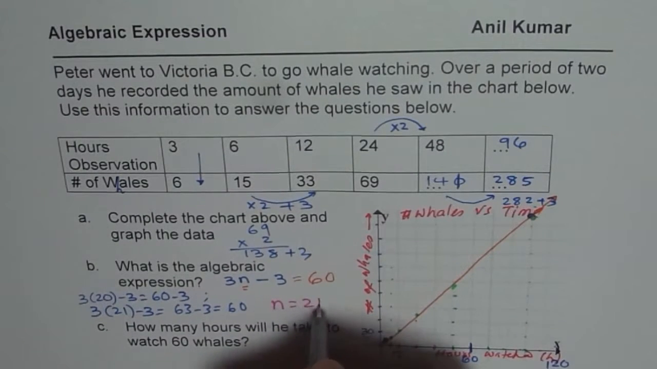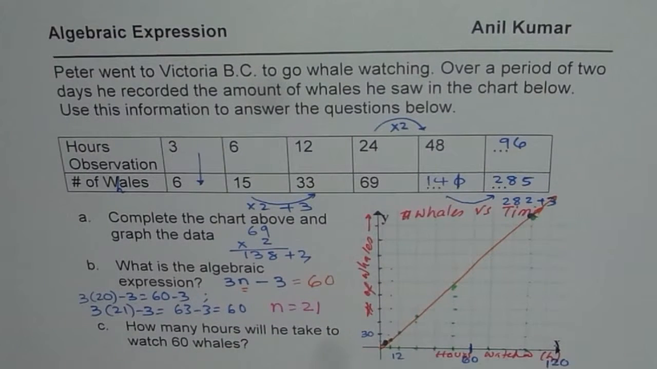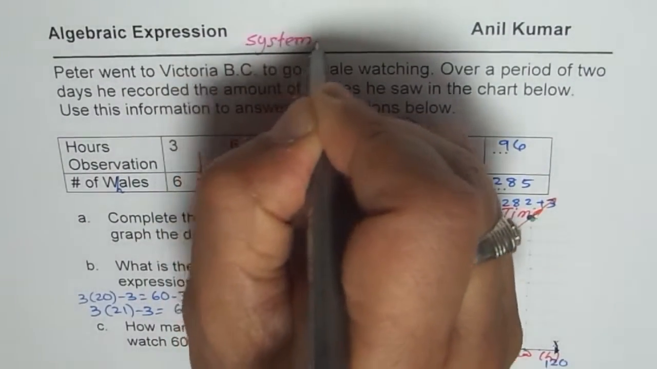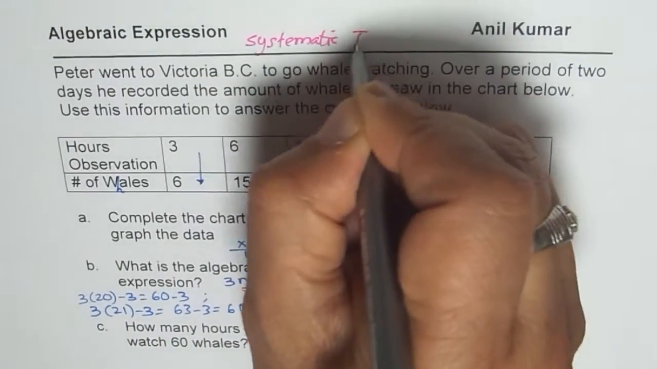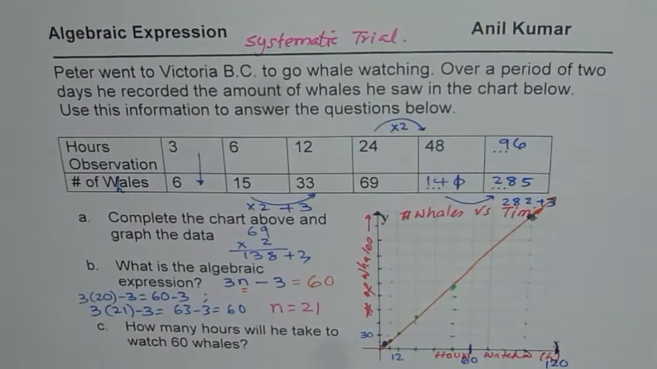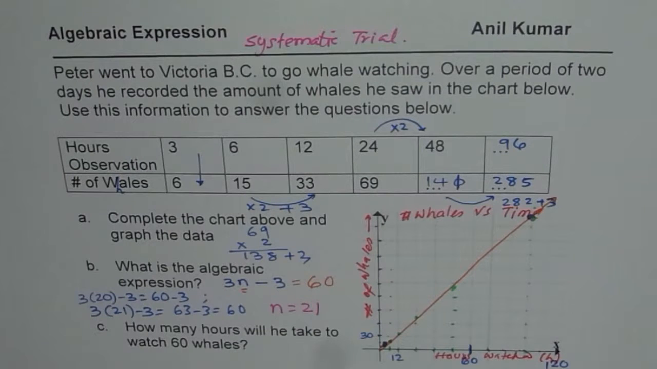And the method which we applied is called the systematic trial method. So we use the systematic trial method to find our answer in this particular case. And it is very effective. You can see how easily we could get our answer. I hope that is important to understand.